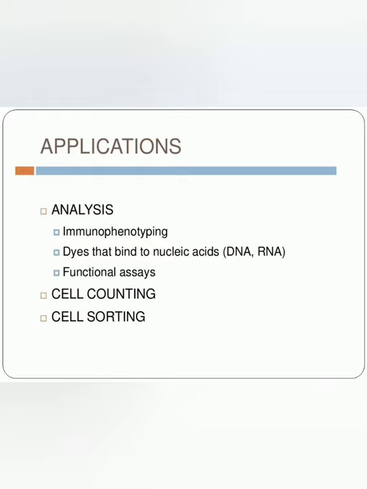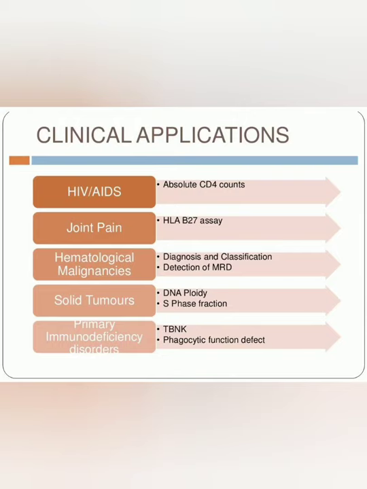What are the uses or applications of flow cytometry? First of all, analysis, cell counting and cell sorting. Clinical application: HIV or AIDS, absolute CD4 count can be done. HLA-B27 assay in case of joint pain.